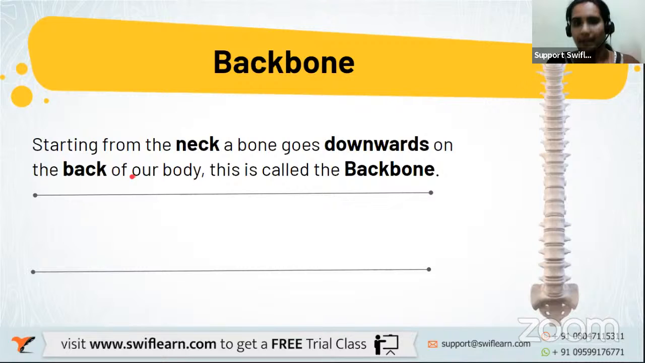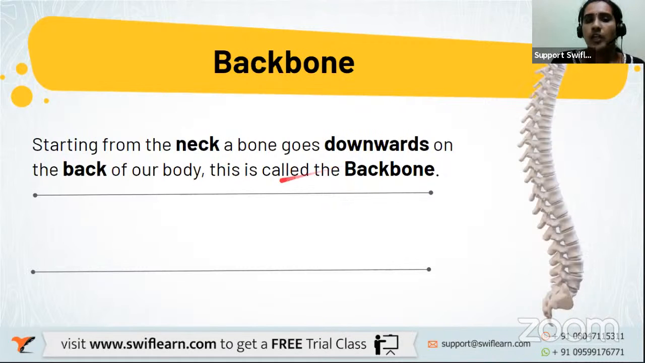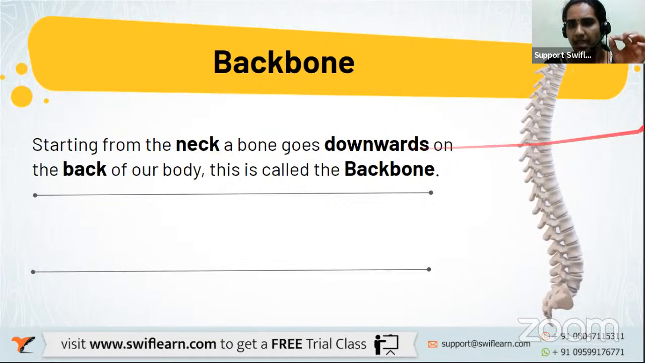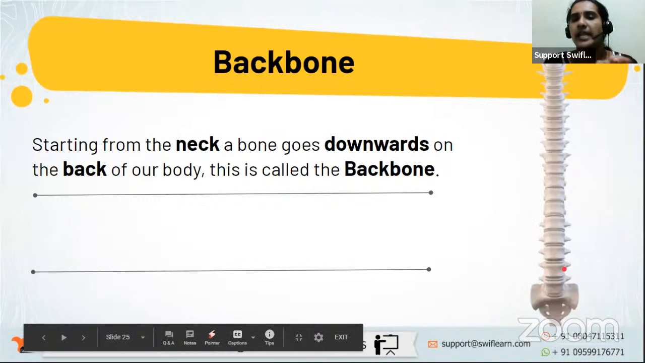Starting from the neck, a bone goes downwards on the back of our body. This is called the backbone. Understood? Starting from the neck region, it moves downwards onto the back of the body. It is called the backbone.